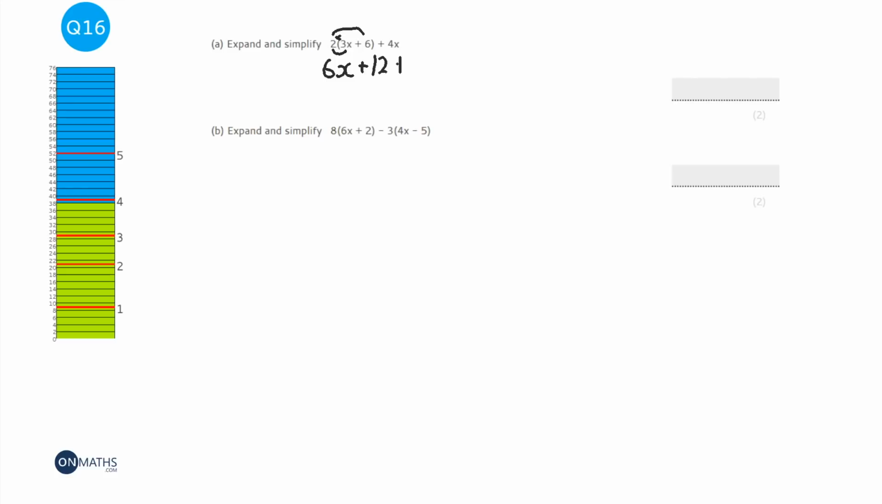Now we've still got the 4x, so I still need to write that down. Then I'm going to collect like terms. Now the like terms we have are the 6x and the plus 4x. So 6x plus 4x is 10x, and then there's nothing that we can do with the 12, so we just leave that. So it's 10x plus 12.